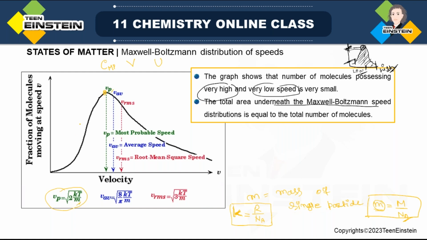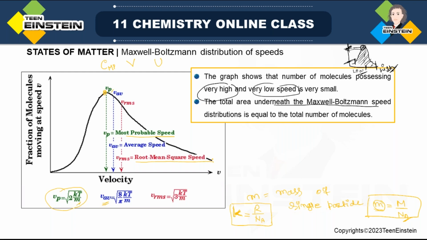So here, the most probable velocity is this point, the maximum point, the corresponding value. This is in green color. Now there are two more terms. One is known as V average, that is average velocity, and that is equal to root over 8kT by pi m. And there is a third term which is known as root mean square velocity or speed.